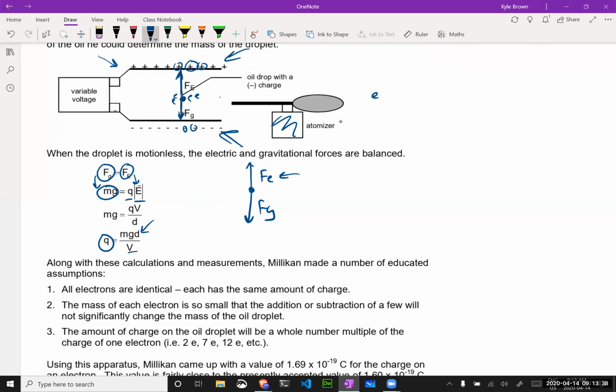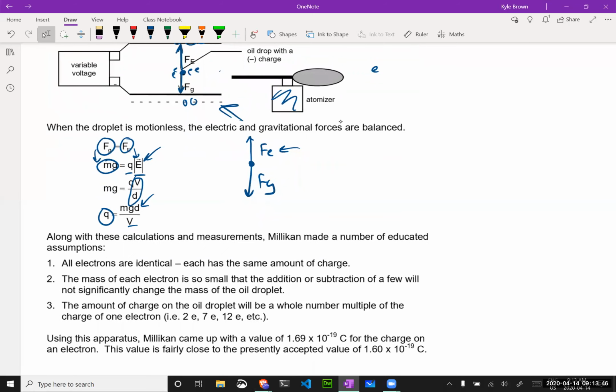Oh, sorry, I skipped this part. Your electric field strength was made up of voltage over distance, right? And again, we'll do some examples here. So now, along with these calculations and measurements, Millikan made a number of educated assumptions.